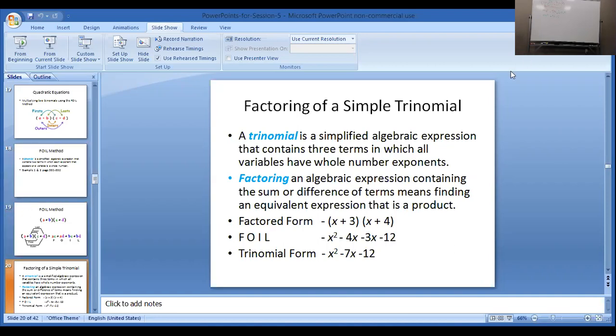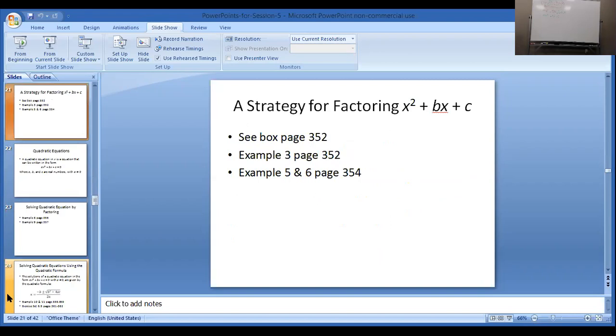You want to go back to those two parentheses form. How can I write this in that two parentheses form, which would be (x + 3) times (x + 4). You follow? All right. It's basically x² + bx + c we want to factor. Let's look at, for example, page 352 of your textbook.